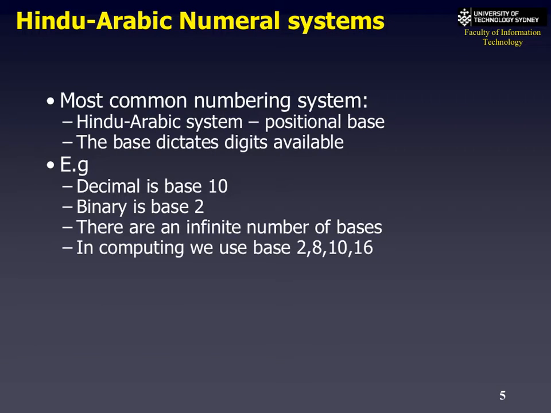The most common numbering system we see out there is what they call the Hindu Arabic. It used to be called Arabic, but technically it actually came originally from India. And it's a positional system. So the base, in the case of decimal, is base 10, binary it's base 2, and you can use practically any integer base whatsoever. In computing we tend to use powers of 2 simply because 2 is represented as 0 or 1.